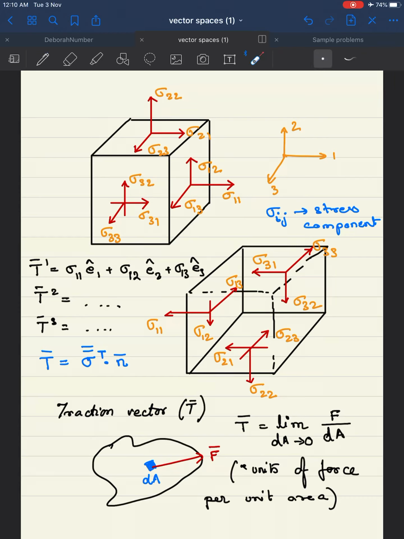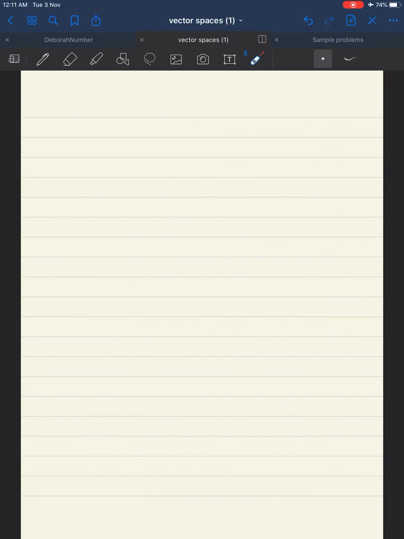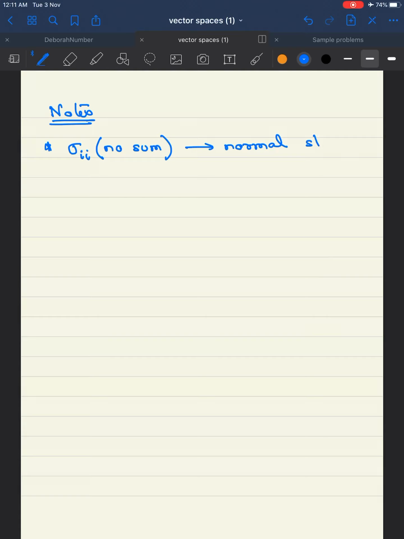fantastic. We still have to see how this formula came into being. For that, okay, before I go to that, just a second, I'll write a couple of more important points. Okay, so just make a couple of important notes, and then we'll go look at that. So the notes are that my sigma ii, if I write no sum, these are my normal stresses. Okay, and sigma ij, i not being equal to j, these are referred to as shear stresses.